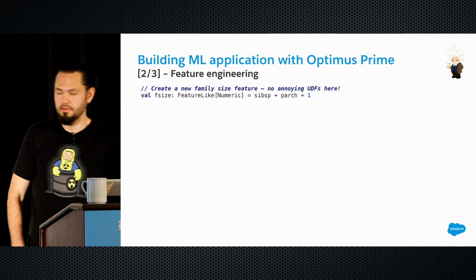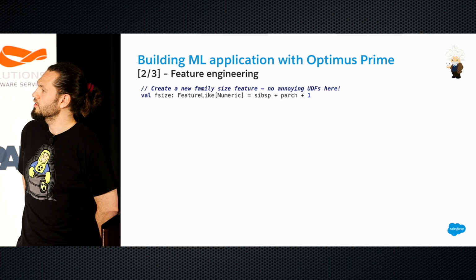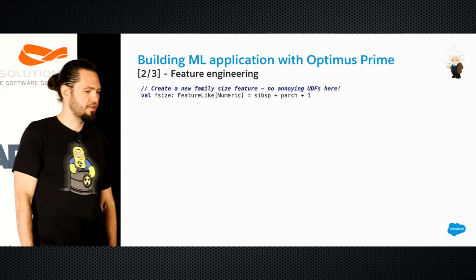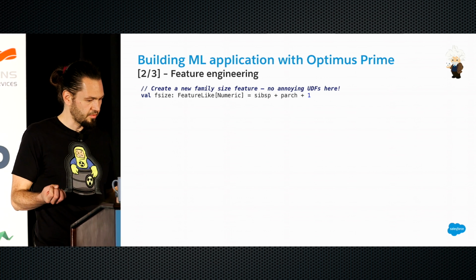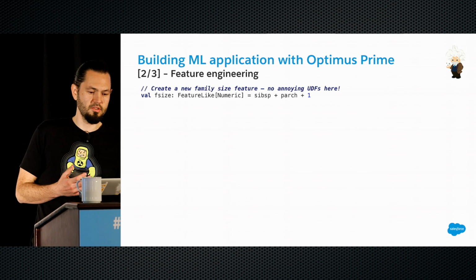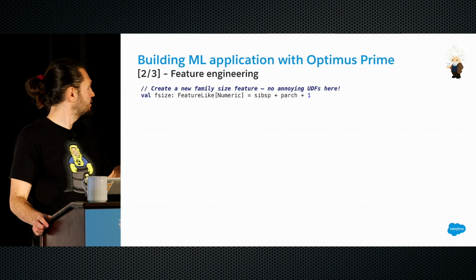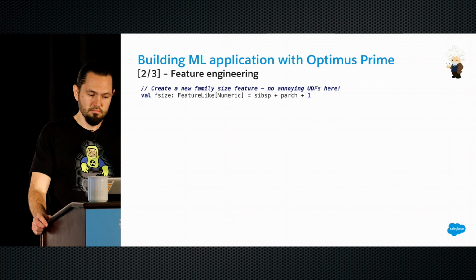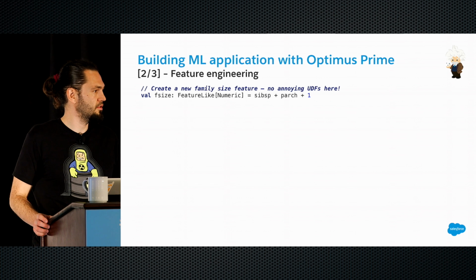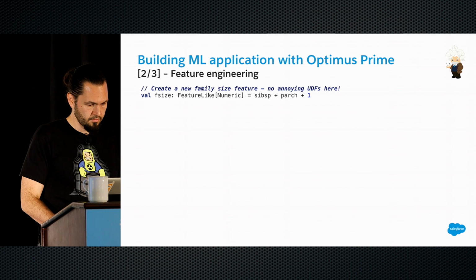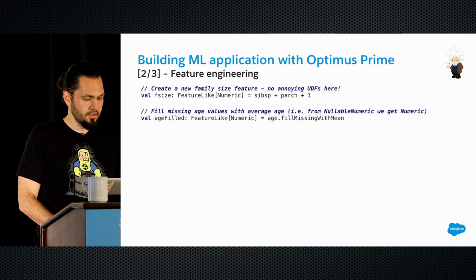Okay, so now let's do some feature engineering. Instead of that family size, I now want to just use the plus operator. I want to do siblings plus parch plus 1. Essentially what it gets me is a feature, some other container that is numeric. Right? No UDF, no data frames again.